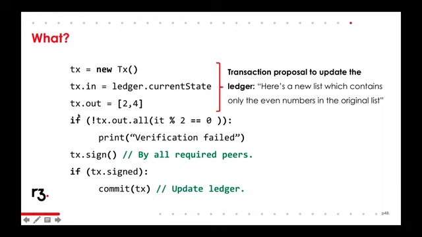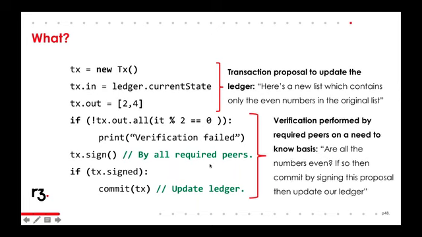And the contract here, which is just some pseudocode that looks a bit like Python, we're just saying, here's a piece of code that performs some validation over the proposed update to the ledger. So here we're saying that if there's a number in the output list that is not even, then verification fails, because we only want numbers which are even. But then if the verification doesn't fail, then the party performing the verification will sign it, and then if all have signed the transaction, then we update the ledger.